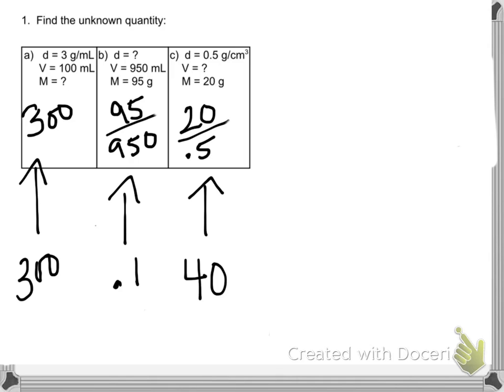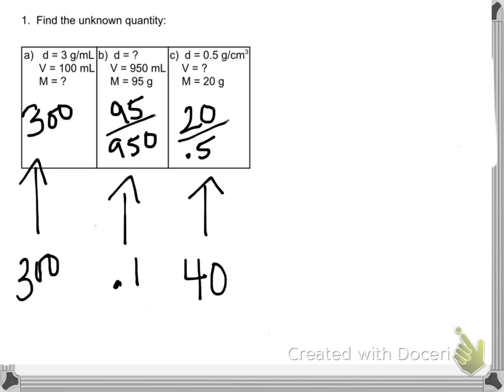So here's my numbers. I did my calculations real quick. So 300 was easy. 300 is 300. 95 over 950 is a simple 0.1. I don't hate that decimal. I still prefer 1 over 10, but 1/10 is not that big of a deal, so I'll accept 0.1.